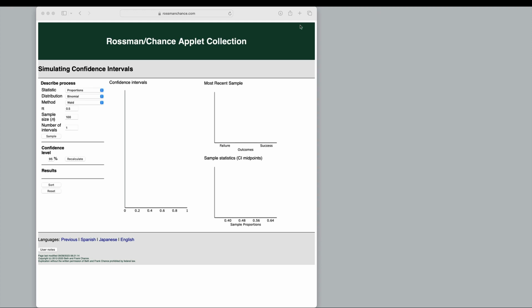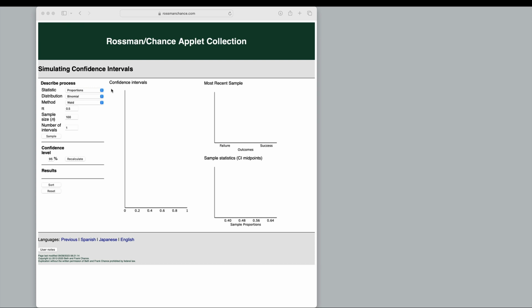In this video, we're going to explore the concept of a confidence interval for a mean using a simulation from the Rossman and Chance applet collection to help us understand a point estimate, a margin of error, a confidence level, and the sampling distribution of means. So, let's use the scenario of life expectancy.